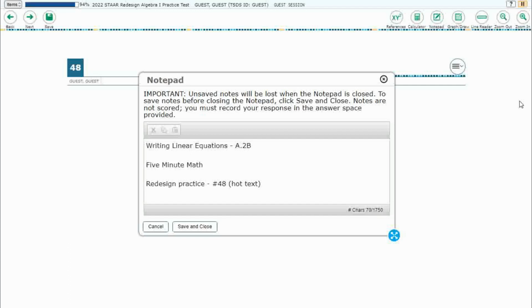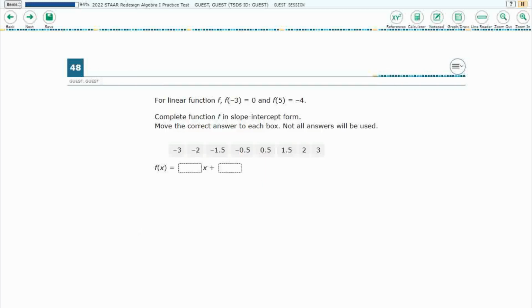Today we are looking at the Algebra 1 concept of writing linear equations. This is standard A.2B in the great state of Texas, and we are using item number 48, which is a new item type called hot text, off the Redesign Practice Online STAAR test. If you haven't done so already, please go ahead and take a moment to pause the video, work this problem out on your own, unpause it, and we will look at our answers together.